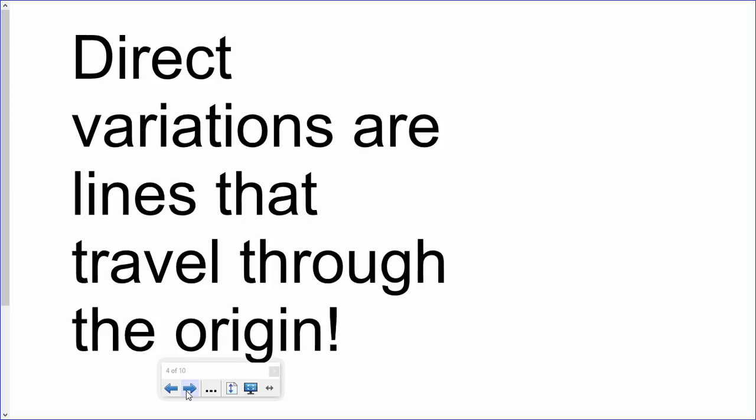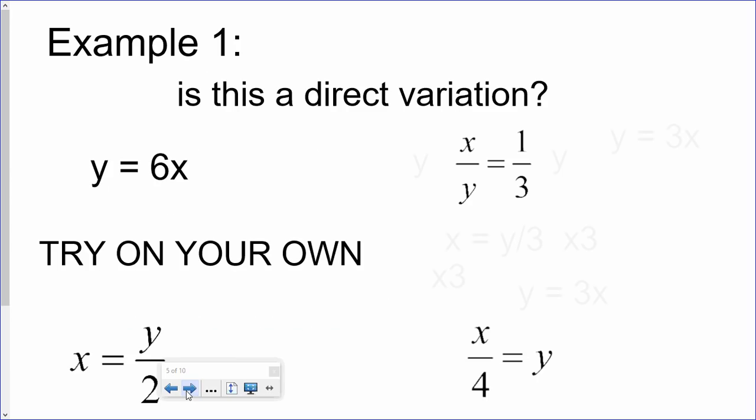Another thing that's very special about direct variations is that they're straight lines that always go through the origin. It will always pass through the origin. If it doesn't, it's not a direct variation. Something could pass through the origin but not be a direct variation because it doesn't have that special relationship to get k. But every direct variation that has that special relationship will always go through the origin, because 0 divided by 0 will always work. So here's some examples. All it's asking is, is it a direct variation?